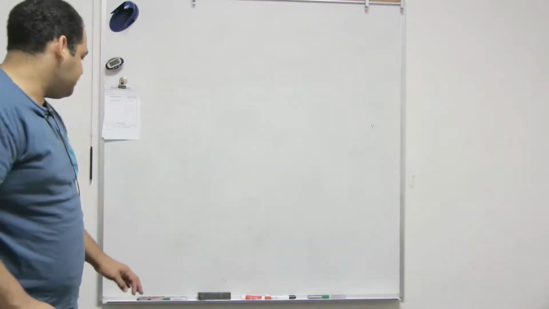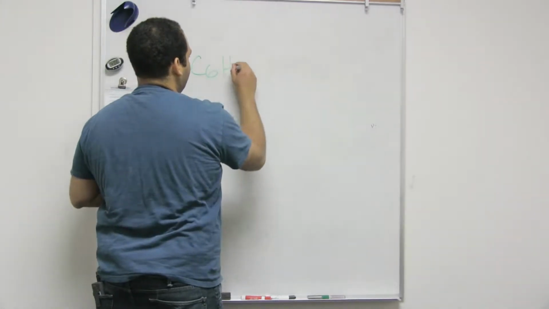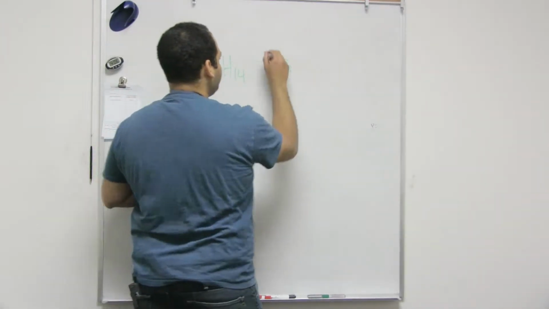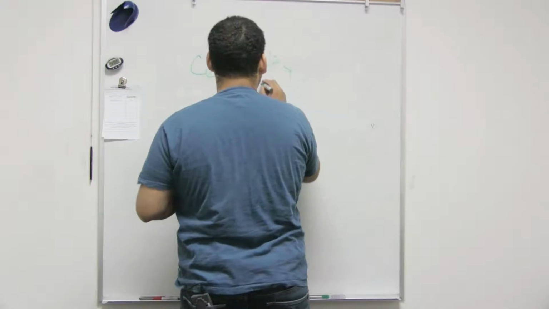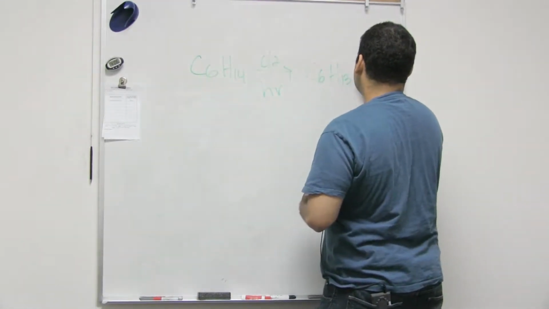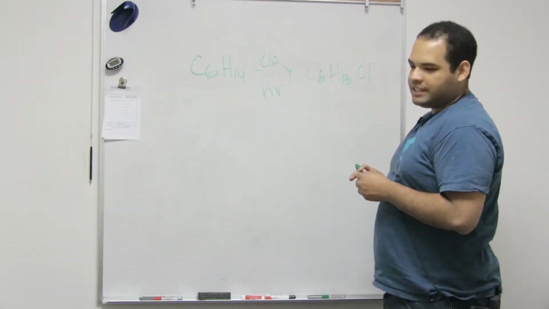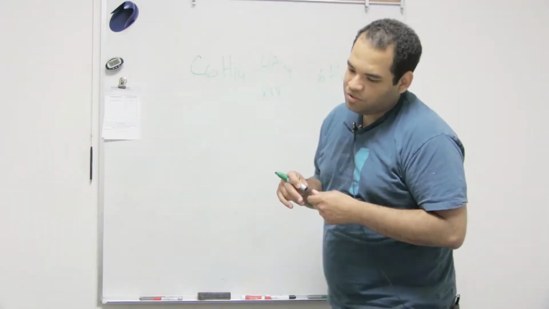Okay, so if we have C6H14, and you're doing chlorination, right? Cl2 and light, we ended up with C6H13Cl. However, she said that we have 4 constitutional isomers.